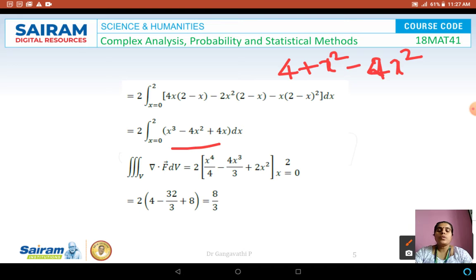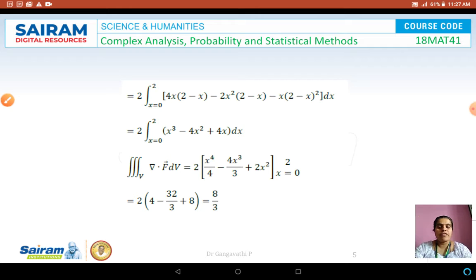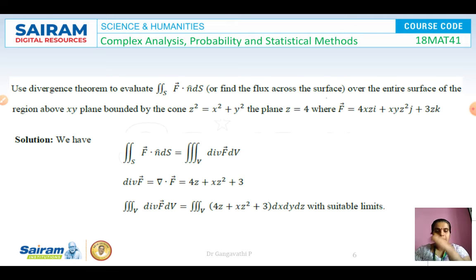And now we have to perform the integration with respect to x. The integration of x cube is x to the power of 4 by 4, and the integration of 4x square is 4x cube by 3, plus the integration of 4x is x square by 2, 2 and 4, which gives us 2x square, between the limits 0 and 2. When we put in the limits, upper limit minus lower limit, it gives the answer as 8 by 3. So we'll see another example.